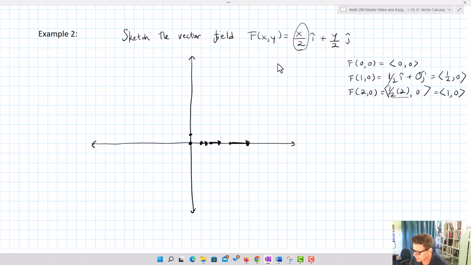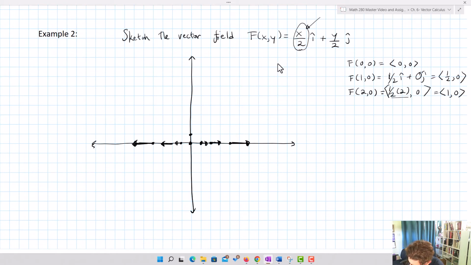Same thing going in the negative direction too. I can see that if I make x negative and keep y 0, I'm going to move in the negative direction. So it's going to be negative 1/2 when I'm at 1. At 2, I'm going to go out to negative 1. And then at, say, 4, I've now got a length of negative 2. So we're moving away from the origin along the x-axis when y equals 0 and x equals whatever else.